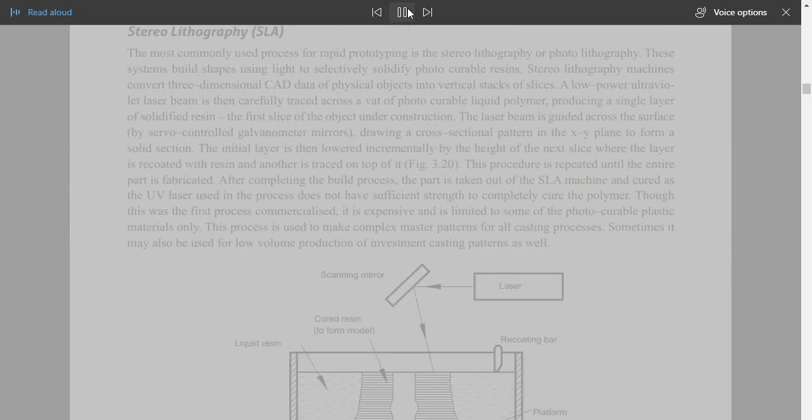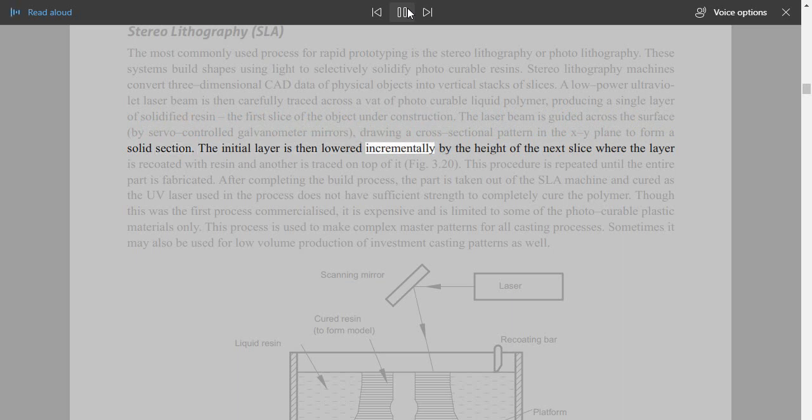Stereolithography, SLA. The most commonly used process for rapid prototyping is stereolithography, or photolithography. These systems build shapes using light to selectively solidify photocurable resins. Stereolithography machines convert three-dimensional CAD data of physical objects into vertical stacks of slices. A low-power ultraviolet laser beam is then carefully traced across a vat of photocurable liquid polymer, producing a single layer of solidified resin, the first slice of the object under construction. The laser beam is guided across the surface by servo-controlled galvanometer mirrors, drawing a cross-sectional pattern in the X-Y plane to form a solid section.